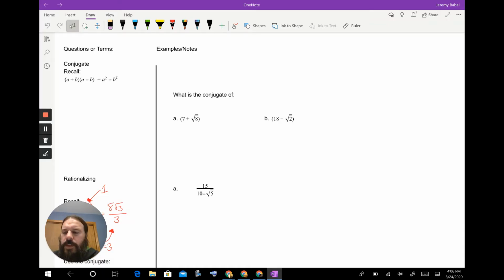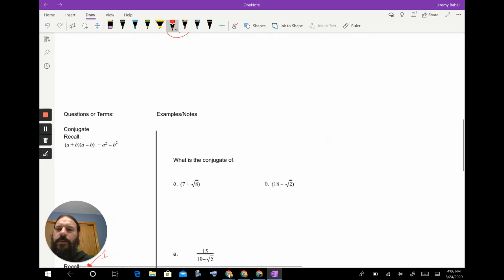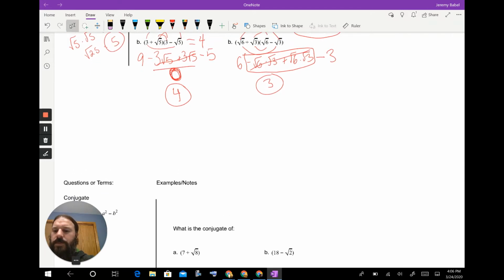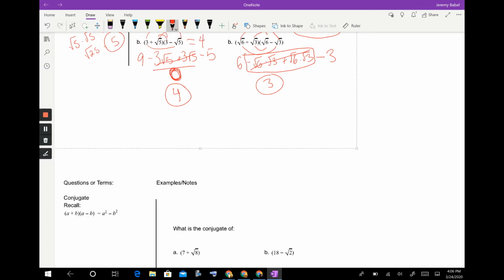So I chose those last two examples on purpose because they fit the pattern (a plus b)(a minus b), which simplified to just a squared minus b squared. A would be 3, b would have been root 5. And in the other example, a would have been root 6, b would have been root 3. It simplified to just a squared, which was 3 times 3, and b squared, which was root 5 times root 5, which is 5. A squared minus b squared, 9 minus 5 is 4.